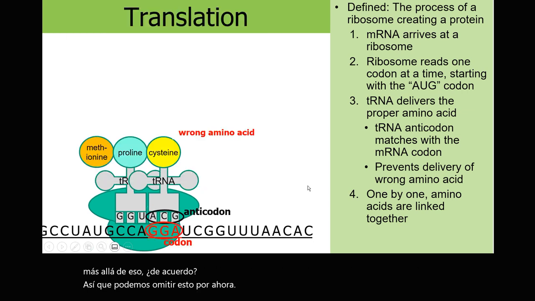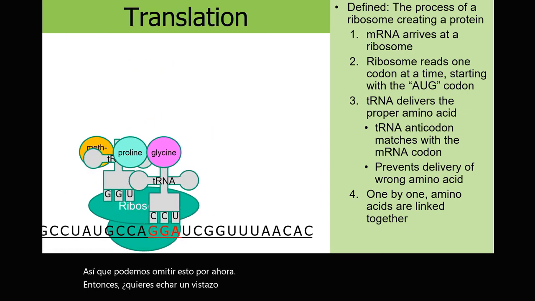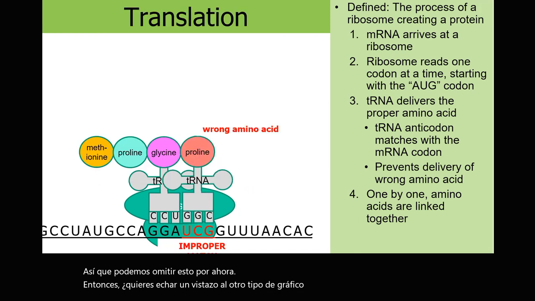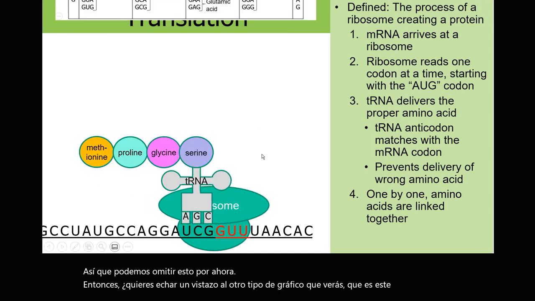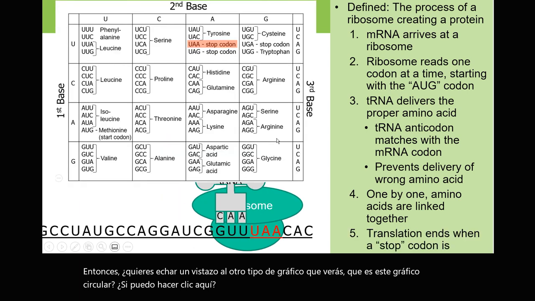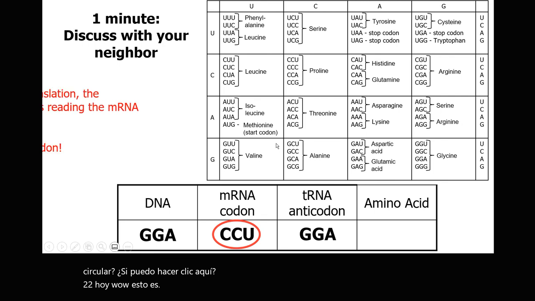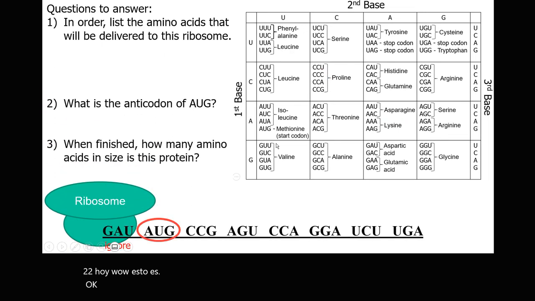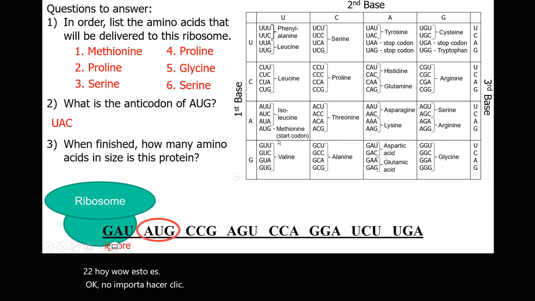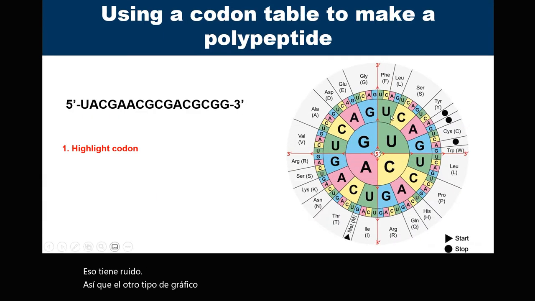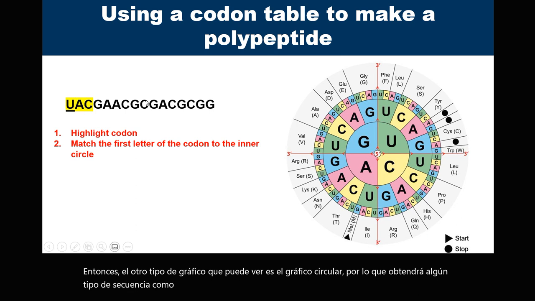So I do want to take a look at the other kind of chart that you'll see, which is the circle chart. If I can just click through here. Okay. Never mind. Clicking through. Okay. So the other kind of chart that you might see is the circle chart. And so you'll get some sort of sequence like this, and the first thing you're going to do is highlight whichever codon you're working on. You'll hate your life a lot less.